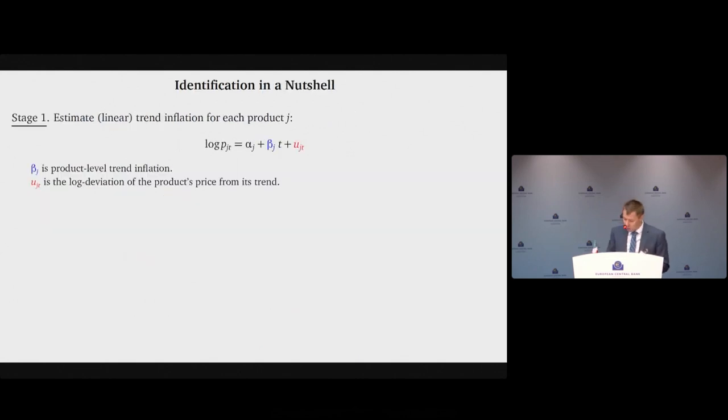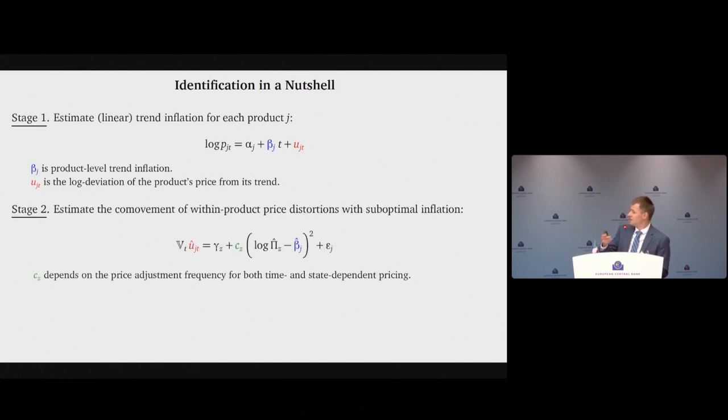So let me briefly go over the identification in a nutshell of this paper. What this paper does is regress individual prices on a time trend. It extracts product level trend inflation. And then it uses the log deviation of the product's price from the trend to identify the dispersion. Then in the second stage, you just take the variance of the product level deviation and you regress it on the deviation of trend inflation for a given product from the trend inflation in that category of products. And the slope coefficient will give you exactly the marginal effect.